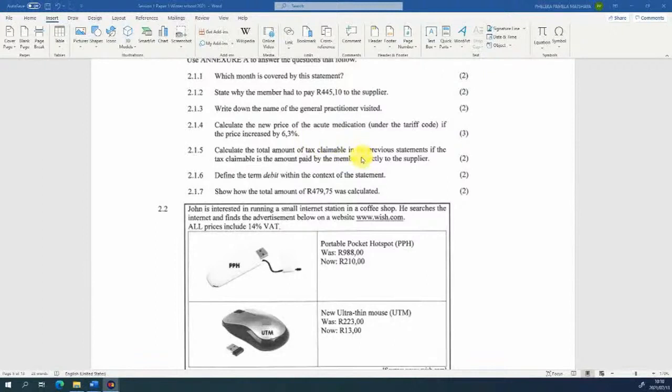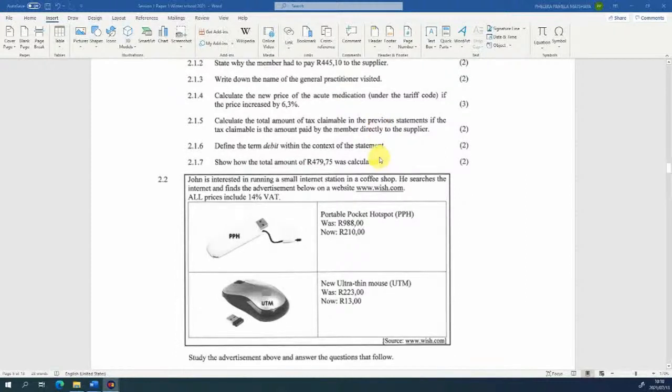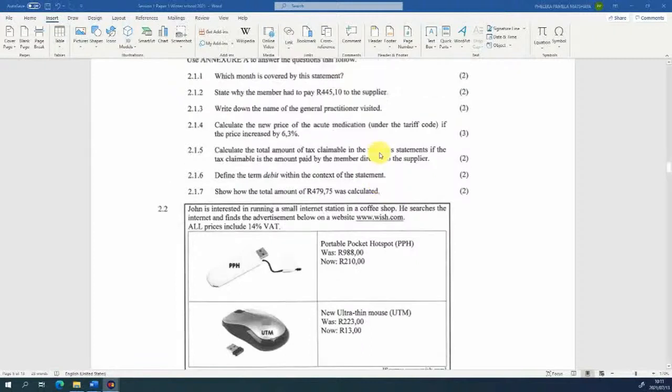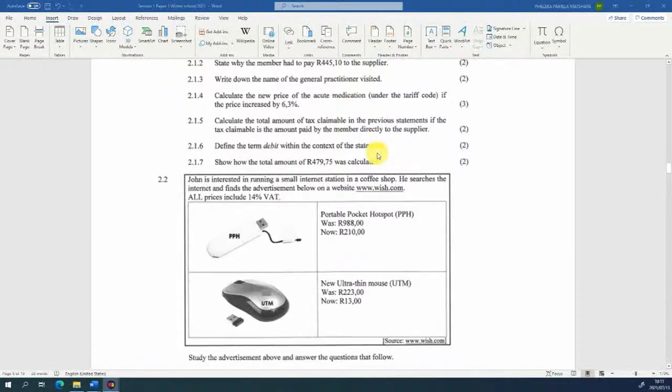Number 2.1.5, calculate the total amount of tax claimable in the previous statements if the tax claimable is the amount paid by the member directly to the supplier. Again, read with understanding. Calculate the total amount of tax claimable in the previous statements if the tax claimable amount is paid by the member directly to the supplier. What do we do? Do we add or do we deduct? We have to make sense of that question there.